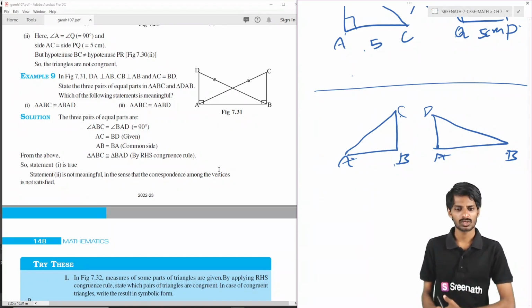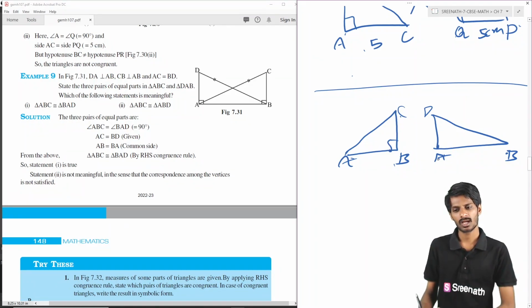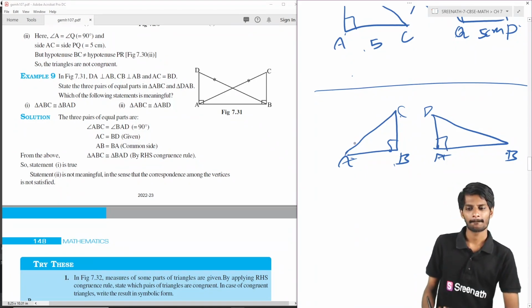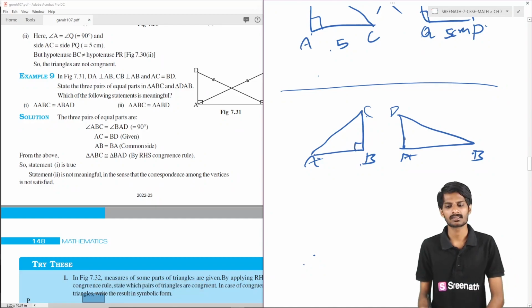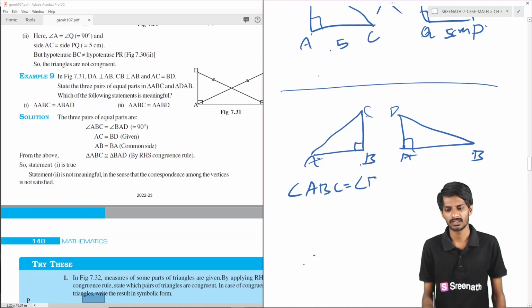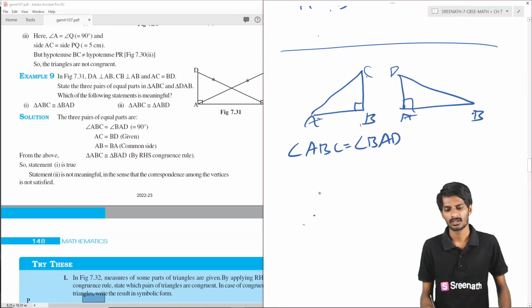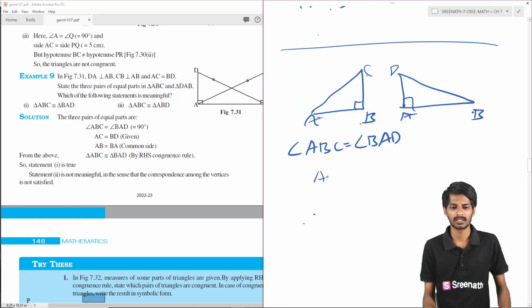We have to say between these two which is the angle. One more thing we know, students: angle ABC is equal to angle BAD, which is 90 degrees. And AC and BD are equal, it is given. So these two are 90 degrees, that's why angle ABC is equal to angle BAD. And AC equal to BD, given.